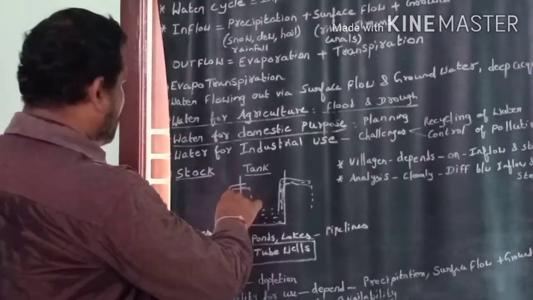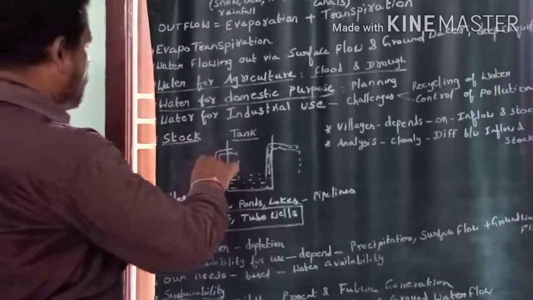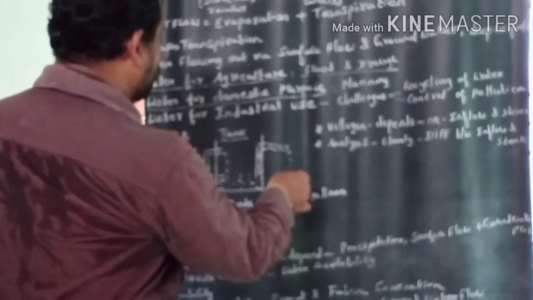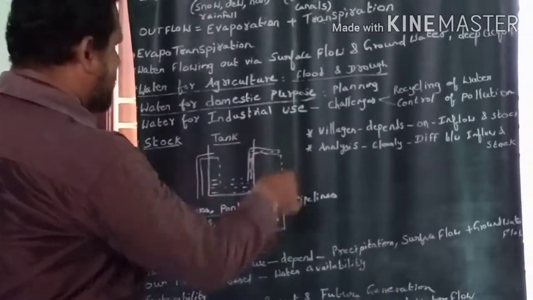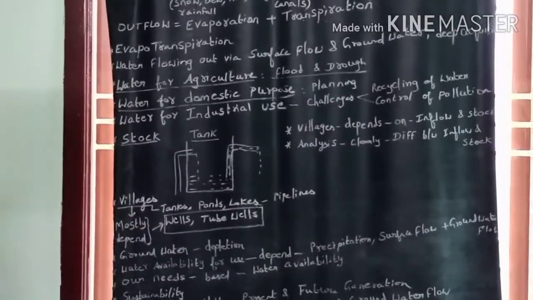So, by the inlet pipe, the water is filled in the tank. By the outlet pipe, we use the water from the tank.